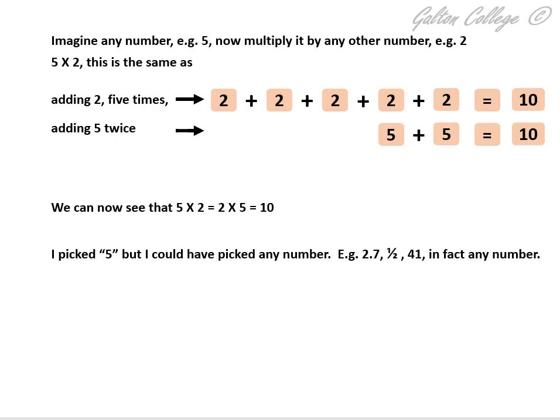I picked 5, but I could have picked any number. I could have picked a 2 or a 7 or a half or 41, we just picked 5. I'm not being very complicated here. I'm not taking minus numbers or very strange numbers you get in further mathematics. I'm just taking straightforward, simple integers. 5 is a straightforward number. We have 5 fingers, and that's all I mean. We have 5, and it's 5 times 2.